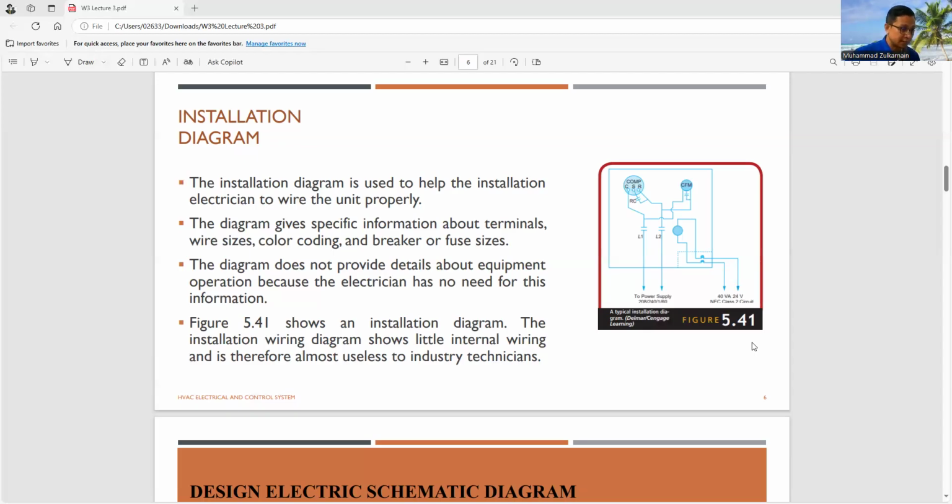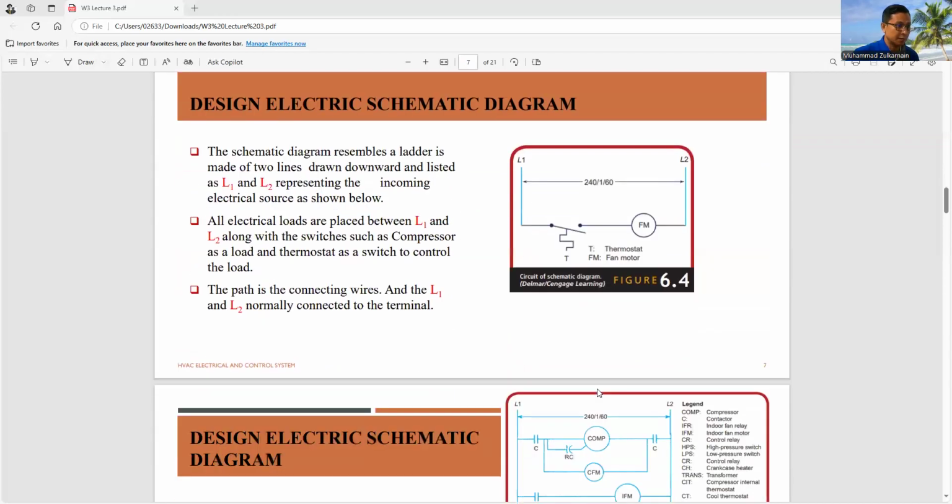So in the sample, you can see from the figure how the wiring system is used in the installation diagram. Okay, now we go to understanding the schematic of the designing diagram. The first type is the schematic.